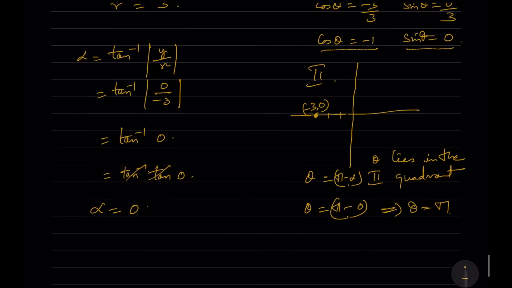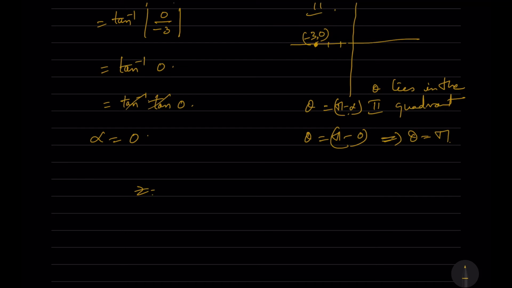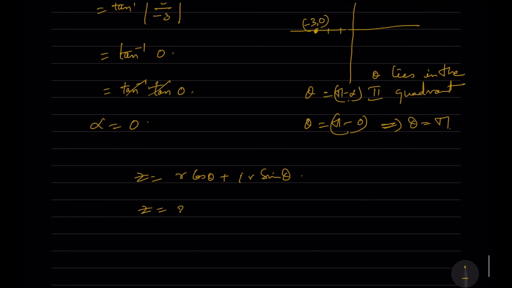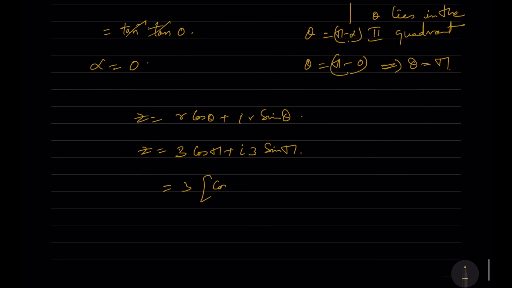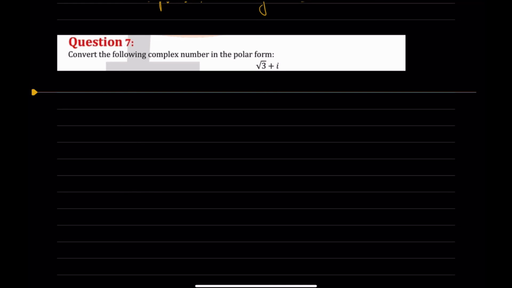So therefore our argument over here in the polar form, z is equal to r cos theta plus i r sin theta. So therefore z is equal to 3 cos pi plus i 3 sin pi. So this is equal to 3 into cos pi plus i sin pi. This is the answer. This is the polar representation of question number 6. We'll see question number 7 now.